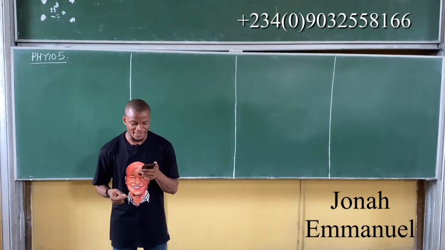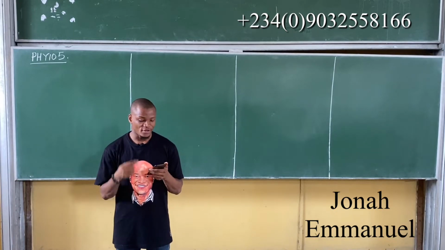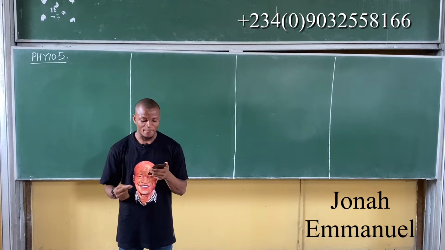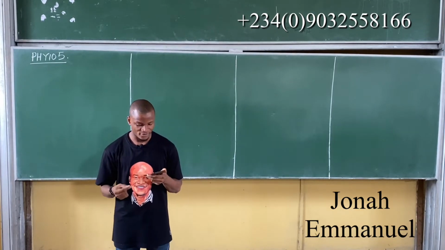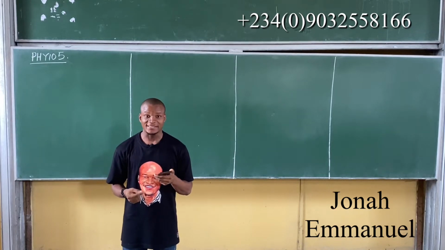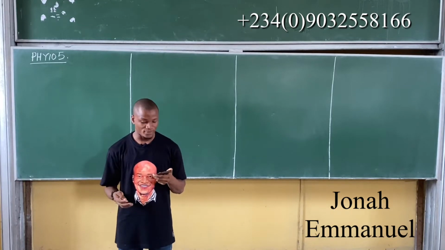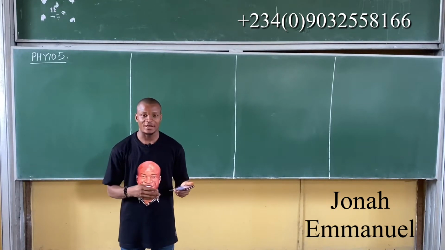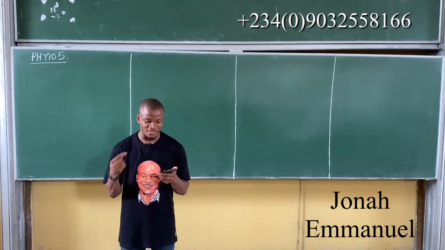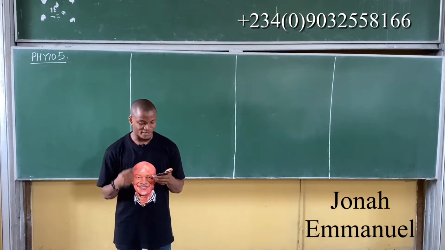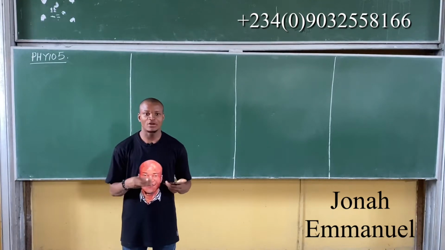a car of mass 800 kg moves at a constant speed of 36 km per hour up an inclined plane of 1 in 8. The top of the hill is at a horizontal distance of 128 meters from the initial position of the car. Find: number 1, the work done by the car in getting to the top of the hill; number 2, the power at which the car works. So let's solve this problem.